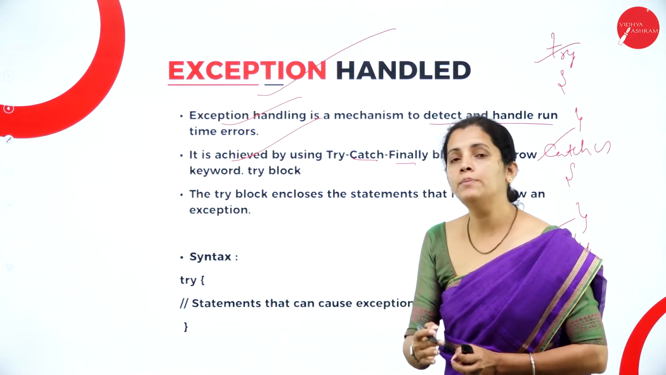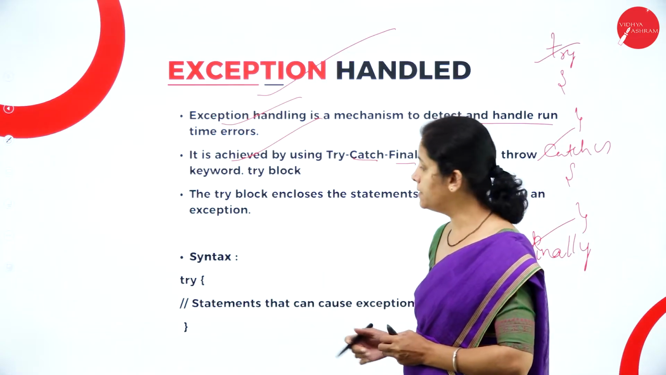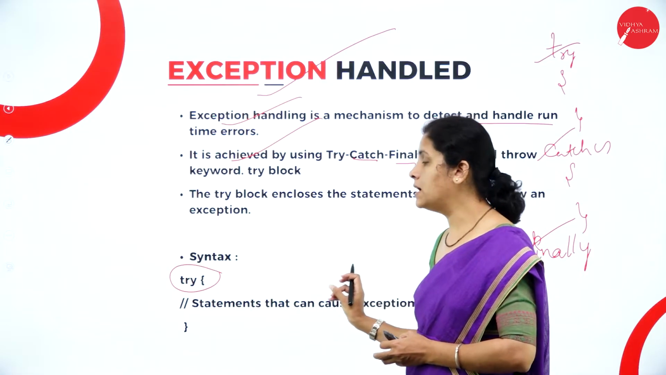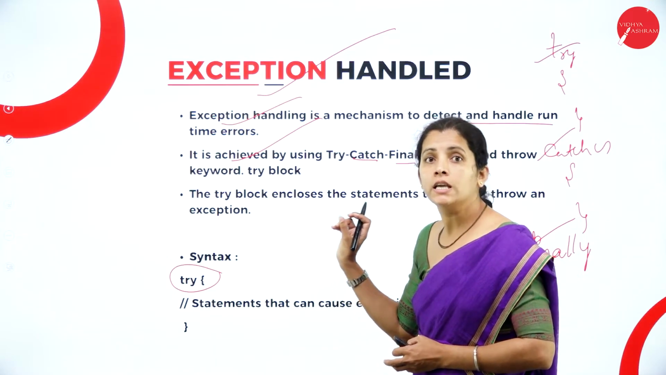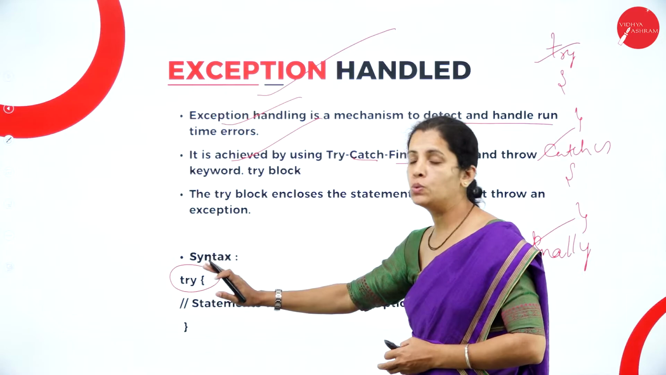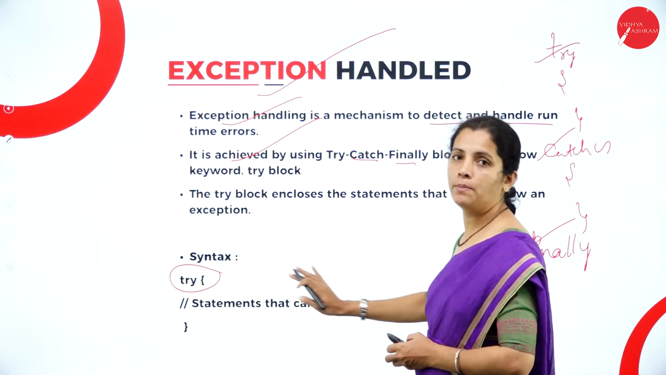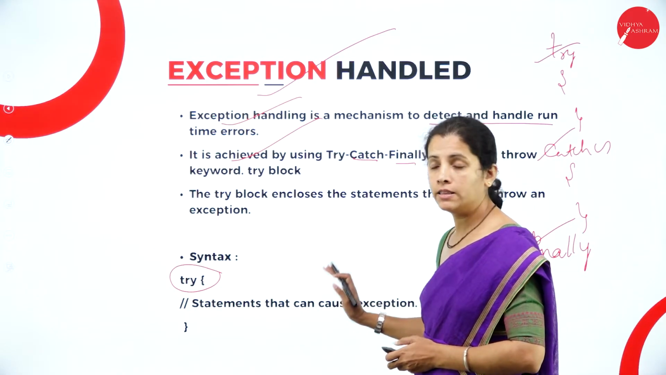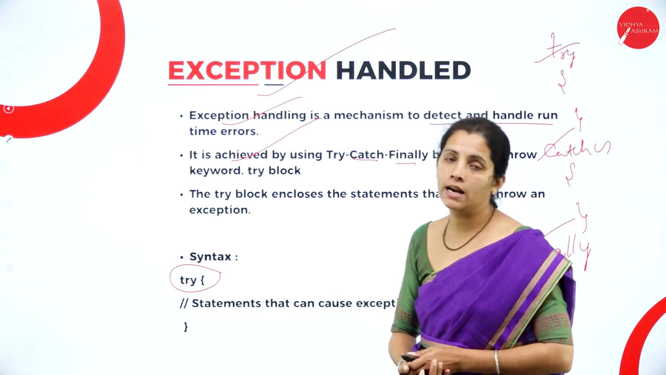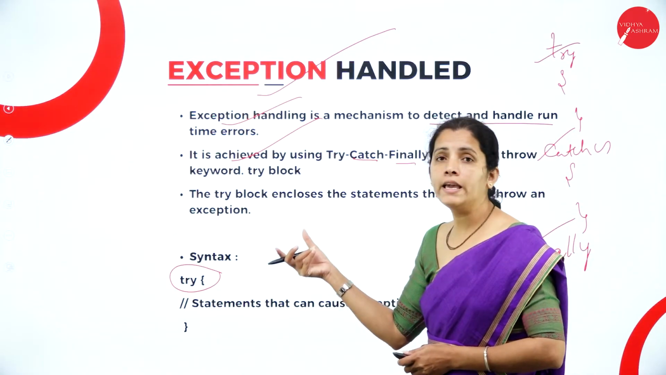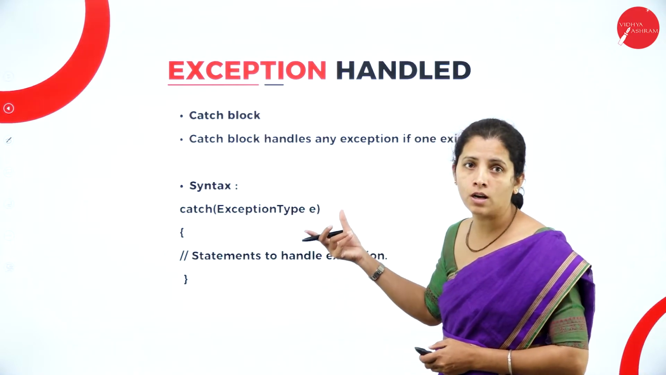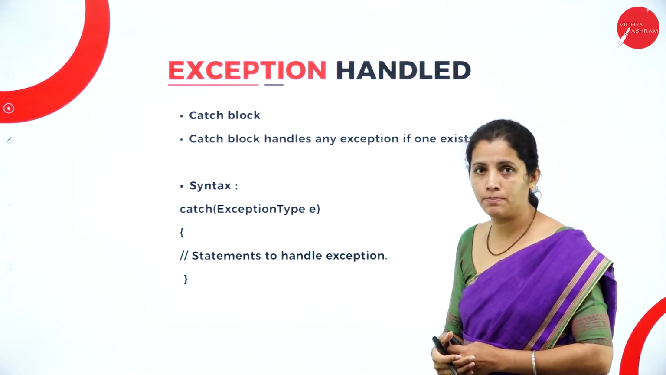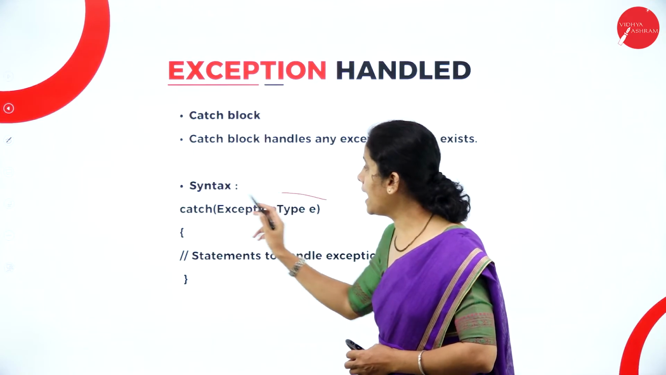So dear student, let me consider a simple syntax here. Suppose I want to use a try block in my program, then I must precede it with the keyword try. That means I want to use try, then whatever statement I want to execute that may generate an error must be written inside my try block. Now this try is followed by the catch block. Now why do I want a catch block? It's mainly used to handle the exception. Now this is the syntax I have.